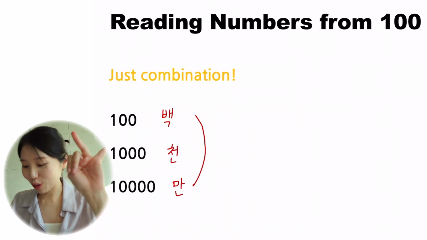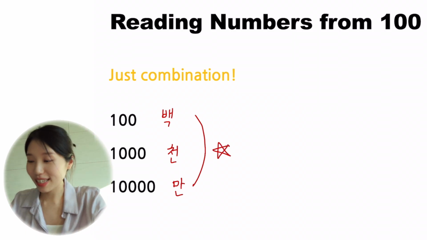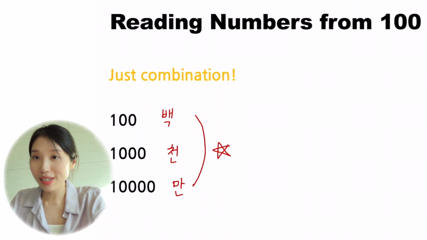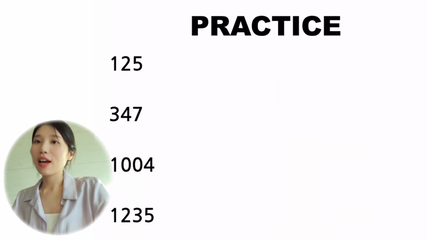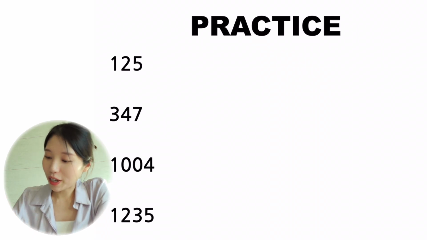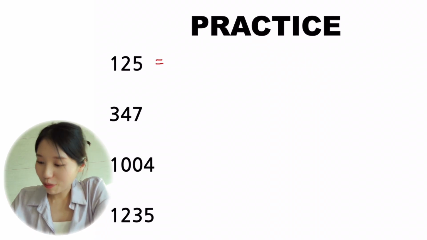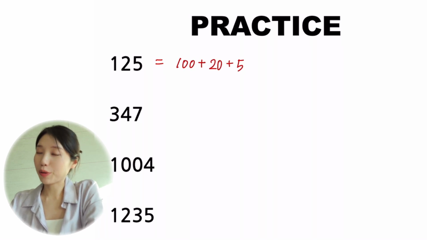So using those, are you ready to read numbers over 2 digits, 3 and 4 digit numbers? Yes, I'm ready. Let's go. Wow, okay, first, 125. We can divide it: just 100 plus 20 plus 5. All those are read in Sino-Korean numbers.